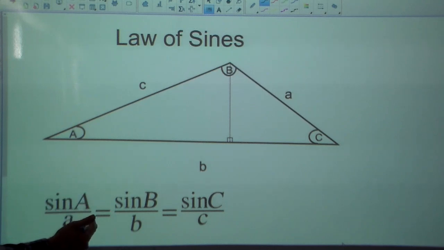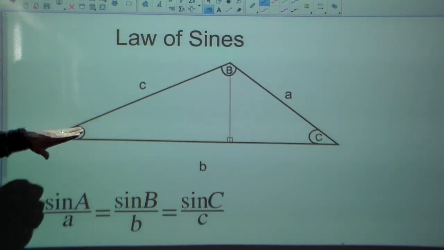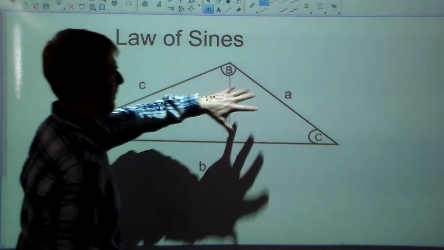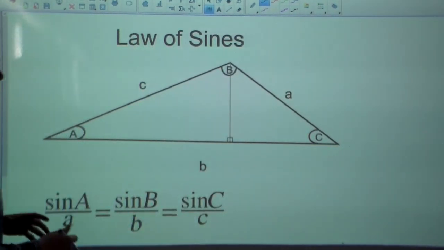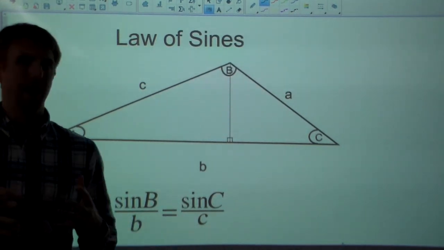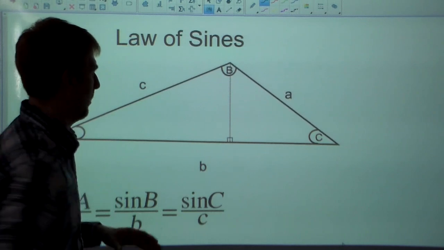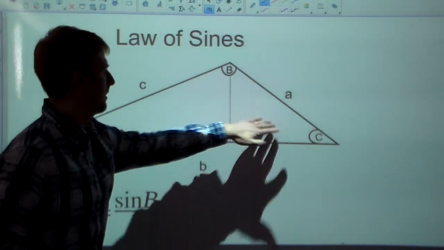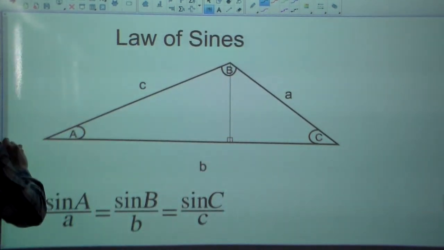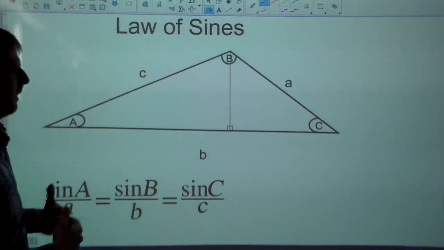And the law is pretty straightforward. If you take the sine of an angle and divide it by the side across from it, it always comes out to the same ratio, no matter which angle you pick and which side. And that's where our law comes in. So we can set proportions this way.